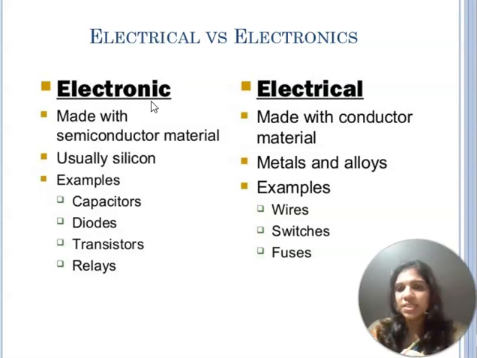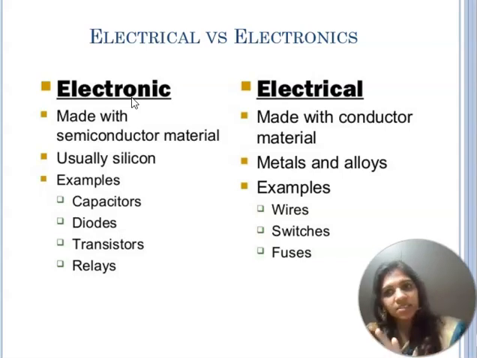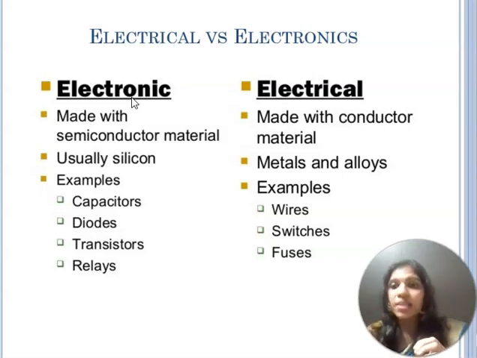But semiconductor materials are like silicon, along with silicon you can have tungsten, germanium. All these are semiconductor materials that are used to make different types of components. For example, examples of electronic components are capacitors, diodes, transistors, etc. Electrical components are wires, then switches, then fuses.